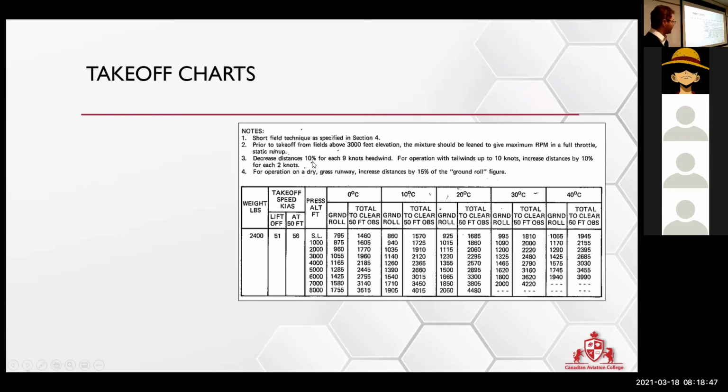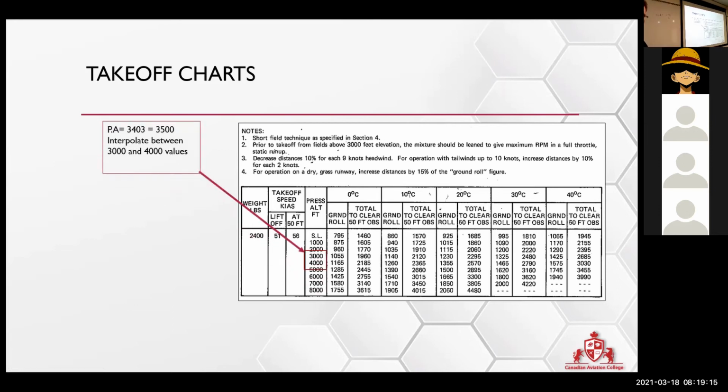Decrease distance by 10% for each 9 knots of headwind. So we have 12 knots of headwind, so we'll have to reduce the distance by about 10%. And then for operations on dry grass, increase the distance by 15% of the ground roll, which we will talk about.